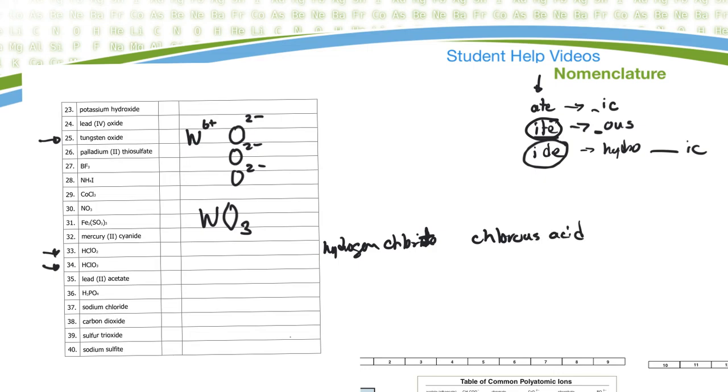And similar to the next one, this is chlorate. So as an ionic name, you could call it hydrogen chlorate. But chlorate goes to just -ic acid, no hydro in front of it, just -ic acid. So that would be chloric acid.